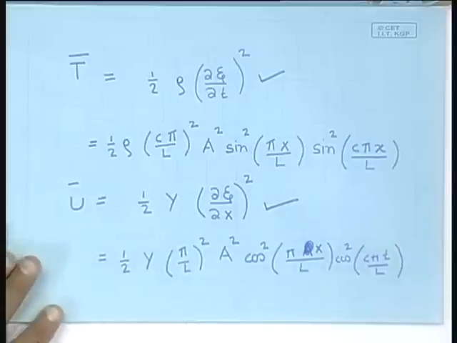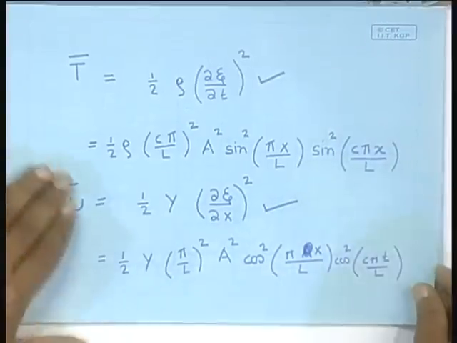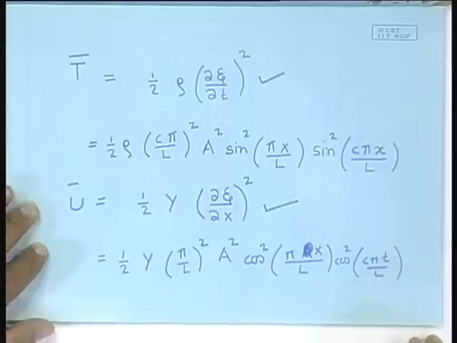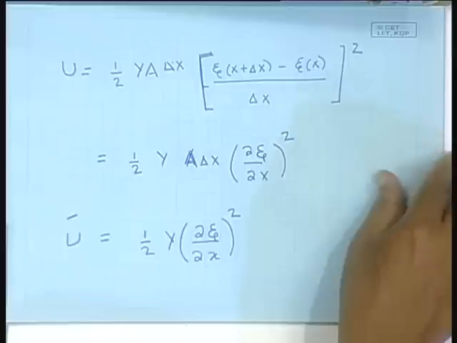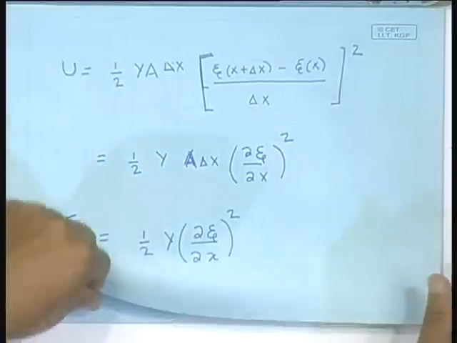Now let us spend a few minutes in analyzing the significance of what we have just calculated. The first thing that we will calculate is as follows. Let us see how the kinetic and potential energy evolve with time. So let us plot these as a function of x at t equal to 0.